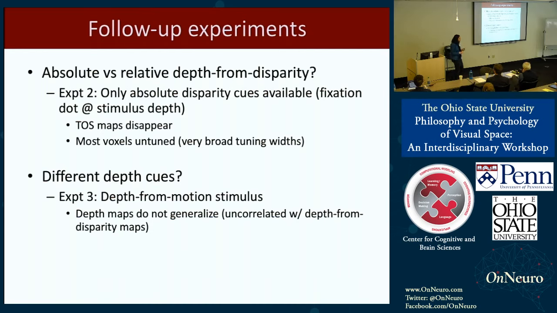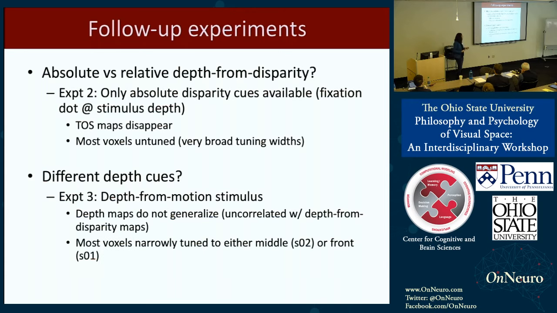We get something with this, but they're not reliable. So if you take one subject's depth from motion maps and then that same subject's depth from disparity maps, they don't look the same. So in fact, it seems like for most voxels, it's pretty idiosyncratic for an individual. They seem to be narrowly tuned, but either all front preferring or all middle preferring. We're still working on this, but it seems like maybe there are separate maps for the different depth cues, but we're not right now seeing a map that generalizes across all of depth.